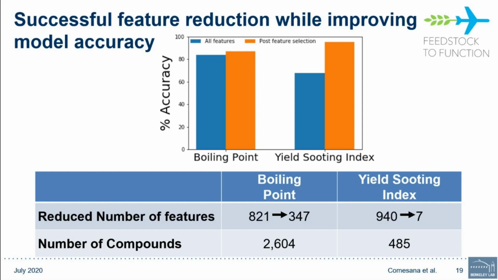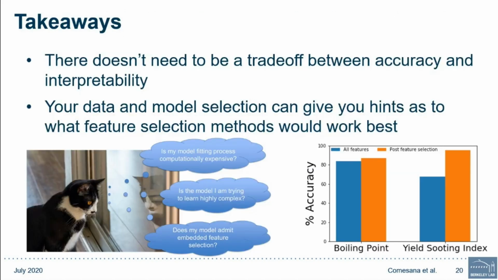For yield sooting index, though, we were able to narrow it down from 940 descriptors to 7, which increased the accuracy by a large margin. It also has already given us some insights into understanding the drivers for estimating yield sooting index. Overall, we have looked at different types of feature selection methods, including filter, wrapper, and embedded methods, though hybrid methods, which are a combination of the three, tend to be better.